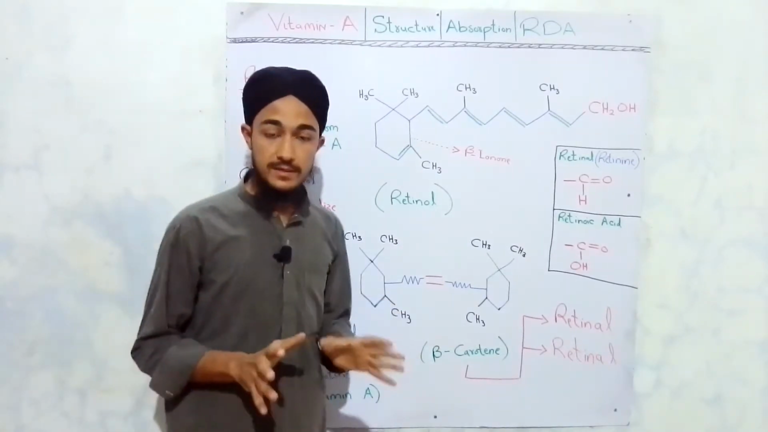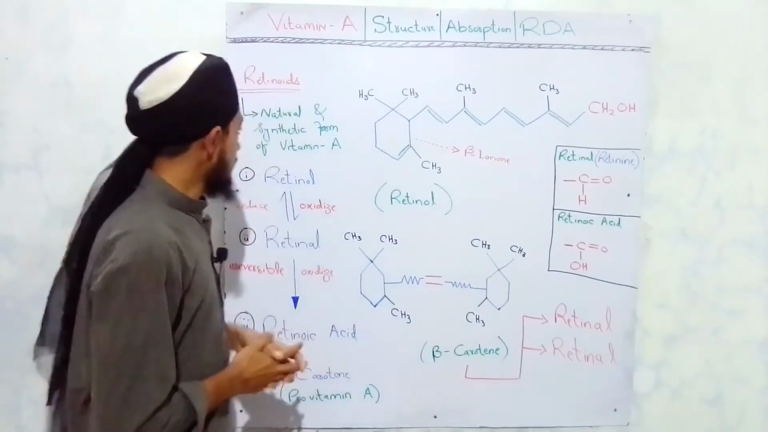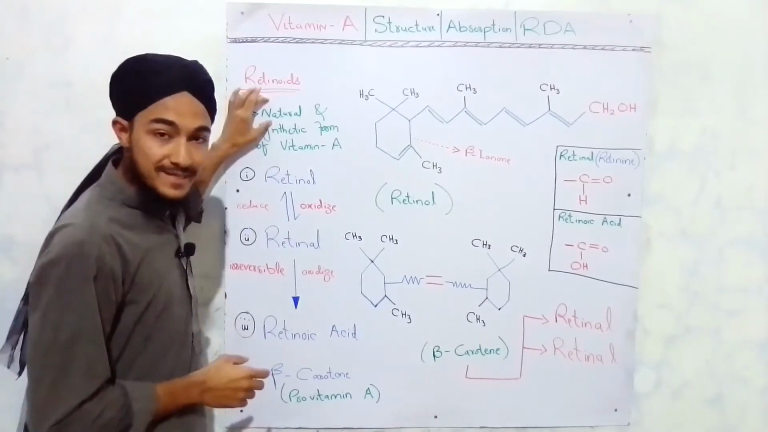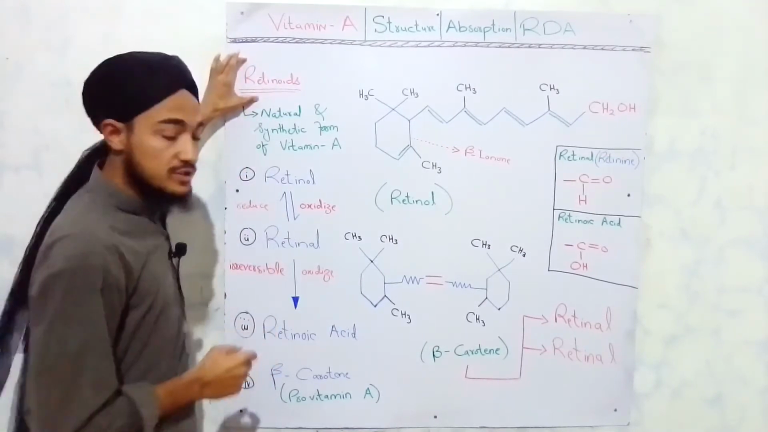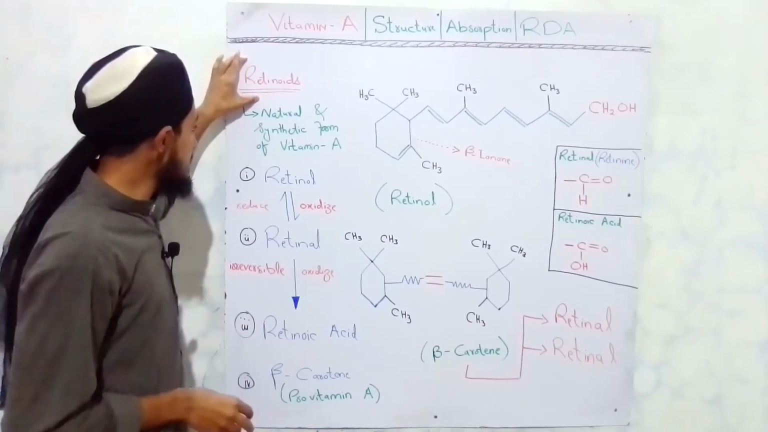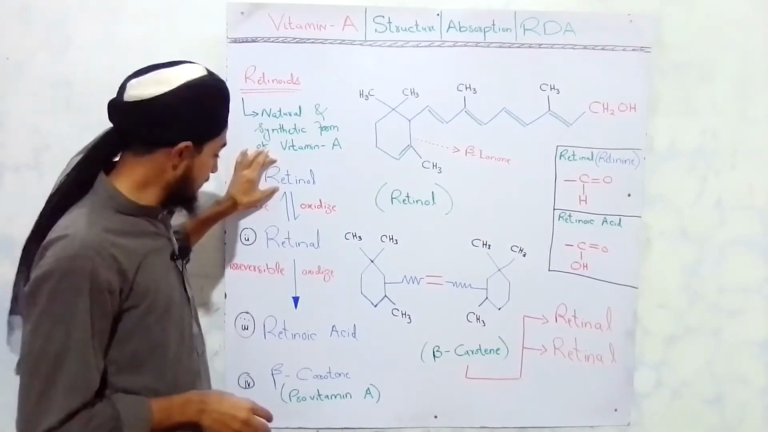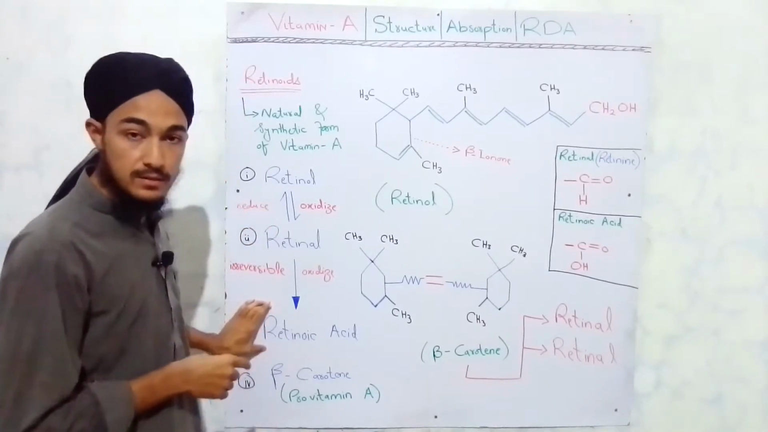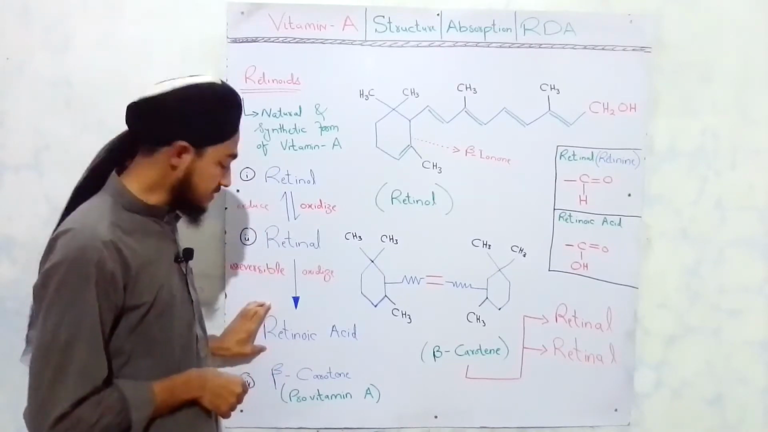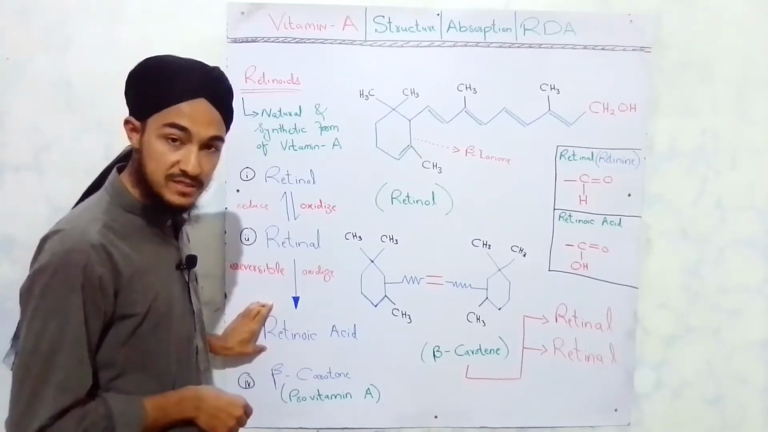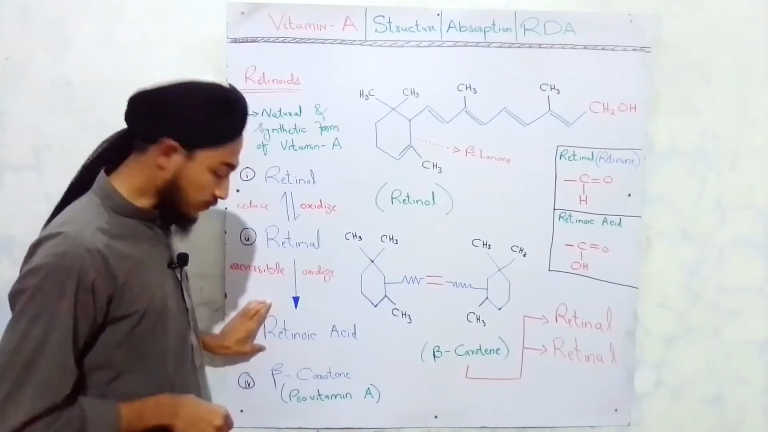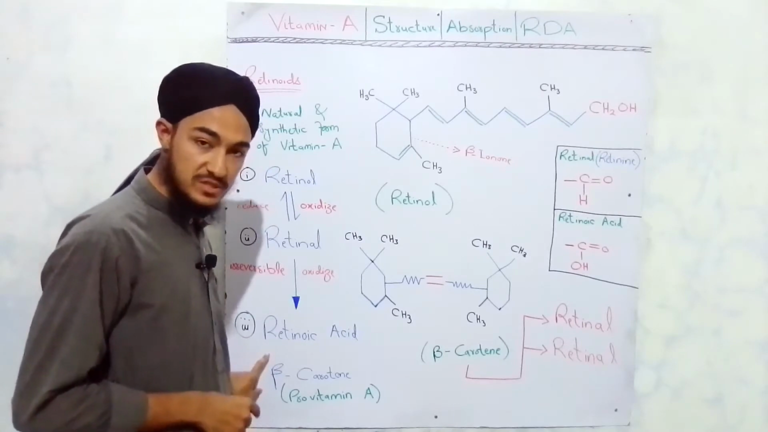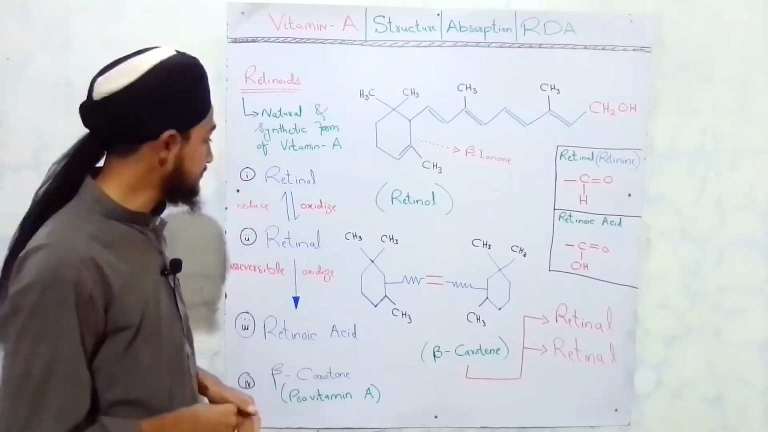Vitamin A and its related compounds are collectively known as retinoids. Basically, retinoids are the natural and synthetic forms of vitamin A. The retinoids contain three main compounds, that are the retinol, the retinal, and the retinoic acid. We will discuss the structure of each of these compounds, and finally we have another form of vitamin A, that is the condensed form of vitamin A, that is known as the beta carotene. We will also discuss the structure of beta carotene in this video.